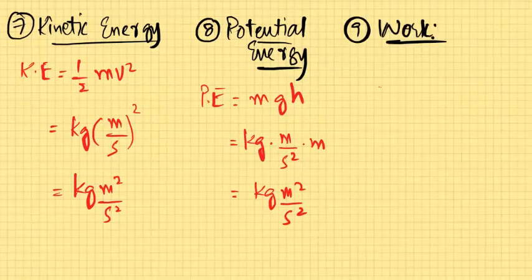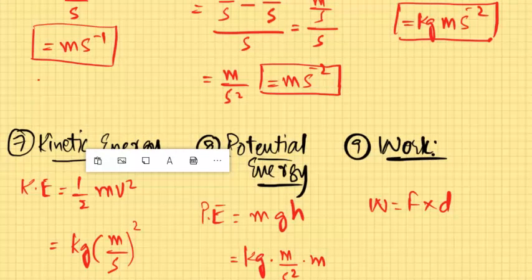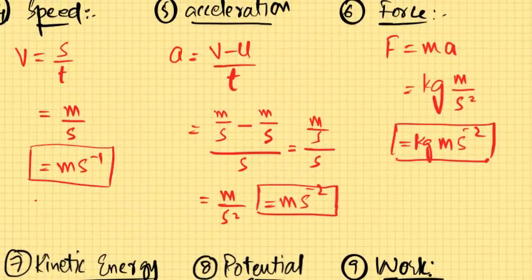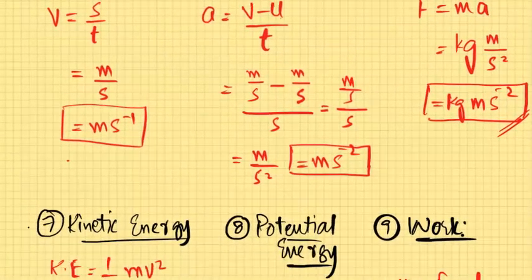Moving on towards the next example, which is work. We all know that work is the product of force and displacement in the direction of the force. We have just figured out the SI base unit of force. Let me show you that. And yes, here you can see we have just figured out the SI base unit of force, which is kilogram meters per second square.